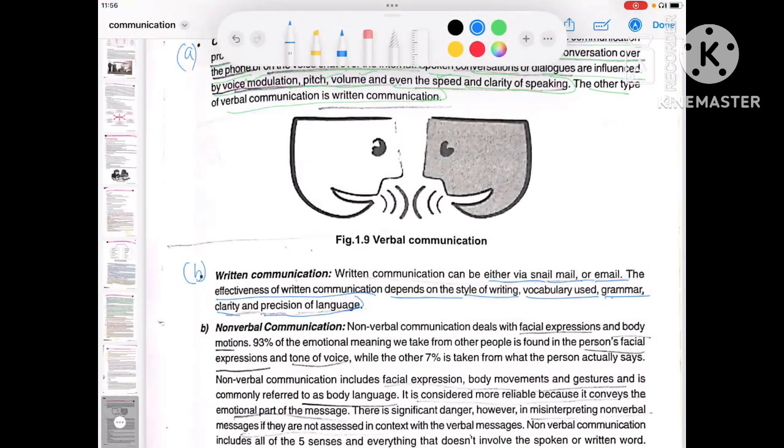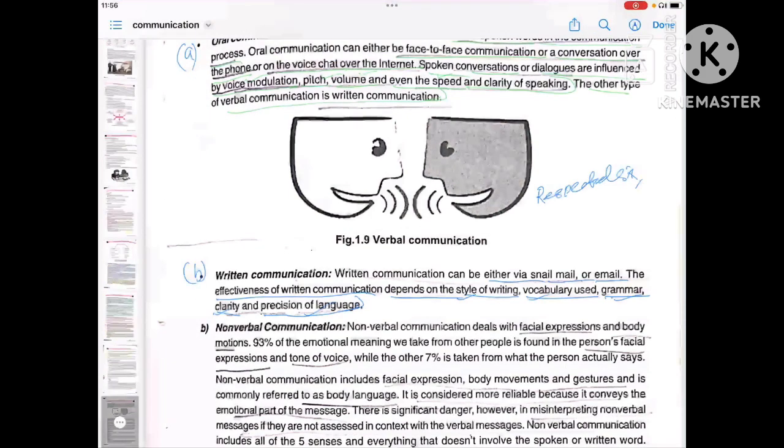Okay. So through mail, through normal message chat, text, we will text somebody. There they will concentrate on the style of writing, how nicely they will write the written communication, that is, the information. Then the vocabulary used, there are standard words they will use, respected. So when you are writing anything, you will write respected sir or madam. That is the standard vocabulary you will be using, and the grammar and clarity, precision of the language. So all these things come under written communication.